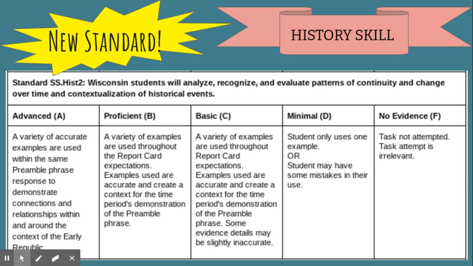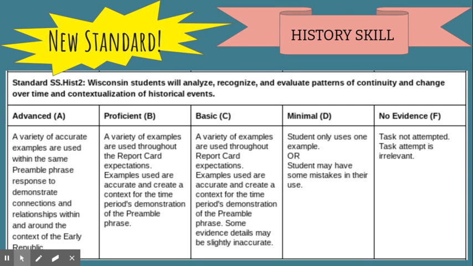Now we're going to be doing the inquiry grade still, and also grading on this history skill. So you will have 2 assessment grades associated with this next report card that you will be taking in your next lesson, lesson 16, on either Wednesday or Thursday, depending on if you are a day 1 or a day 2. So your history skill that you are expected to work on is Wisconsin students will analyze, recognize, and evaluate patterns of continuity and change over time in contextualization of historical events.